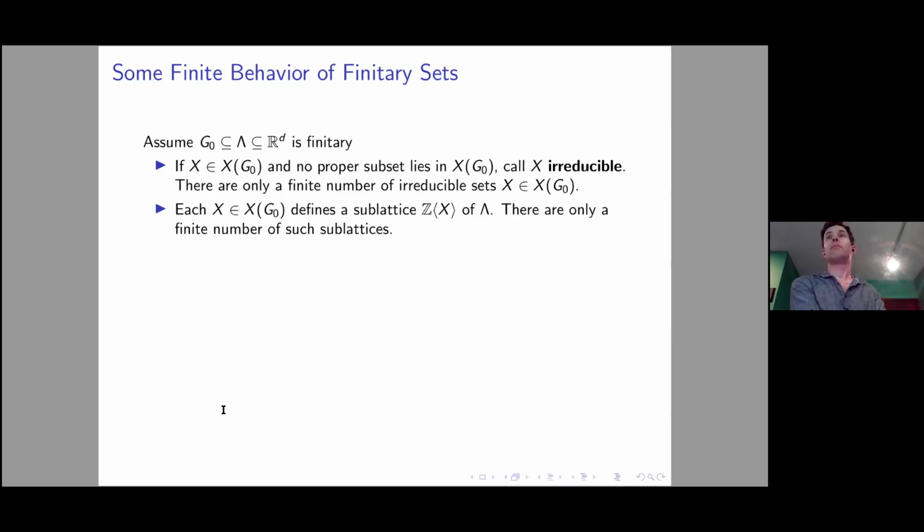Now, each one of these potentially infinite number of sets from this set system X of G0 defines a lattice, because, as can be shown, though I'm not doing this right here, they all have to be linearly independent. And so this linearly independent set will generate some sublattice of the original lattice points, not necessarily of the same rank. But even though there are an infinite number of choices for the sets X, the number of lattices that they define is also finite.